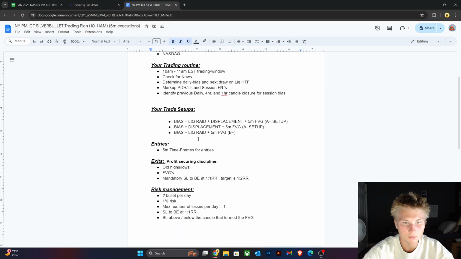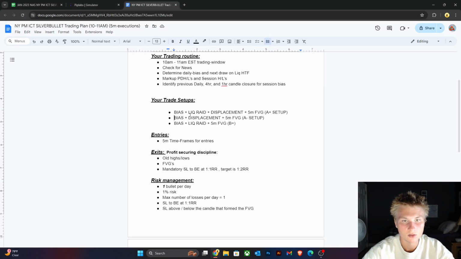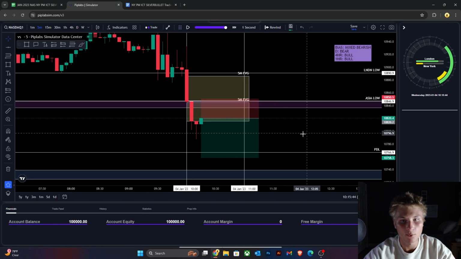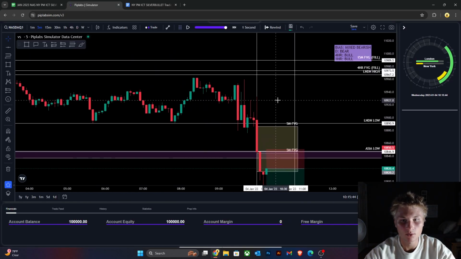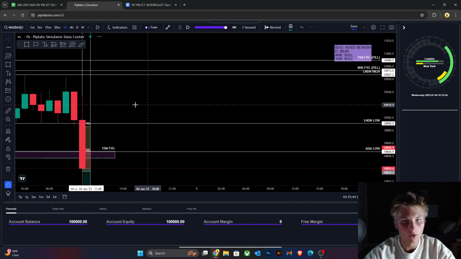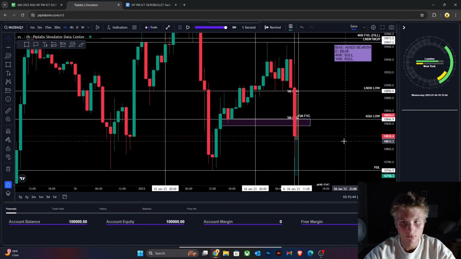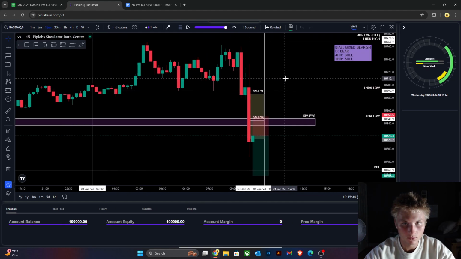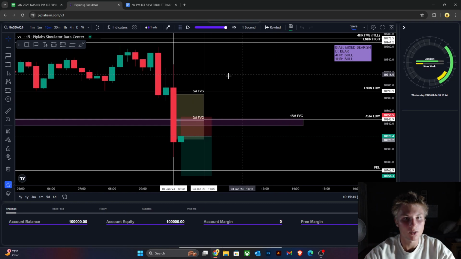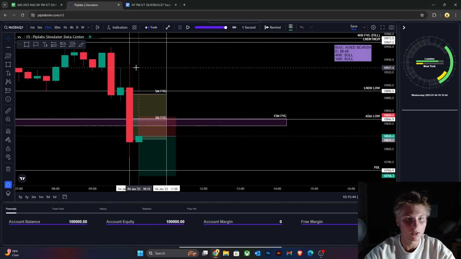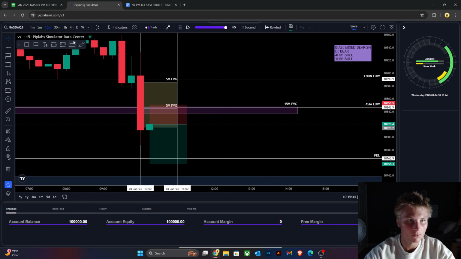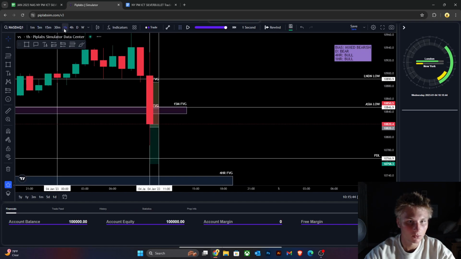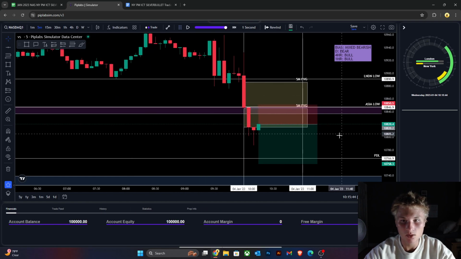Let's see what type of setup this would be. What we have here is bias, we have displacement, 5-minute gap. So this would be like an A-minus setup. We don't really have liquidity swept. I mean, let's see the 1 hour. I guess you can say this was liquidity swept right here. But yeah, this is gonna be our trade.